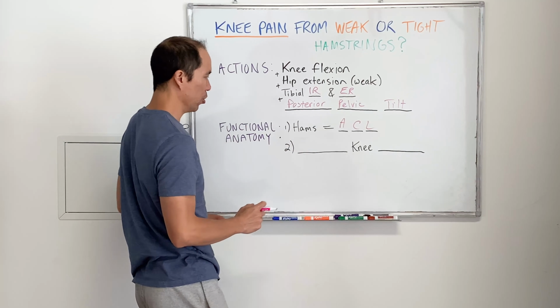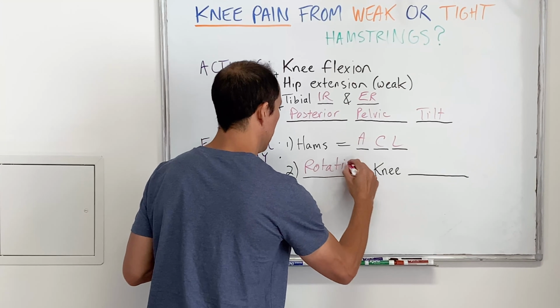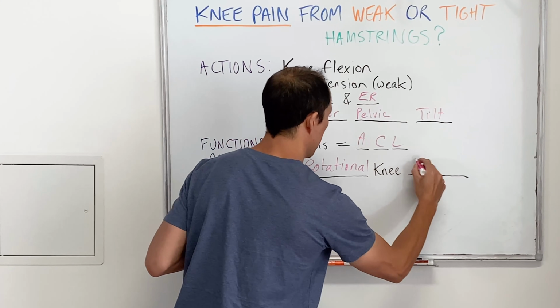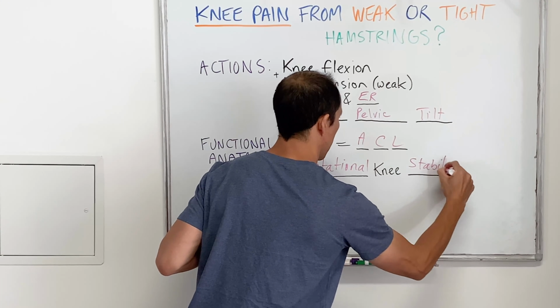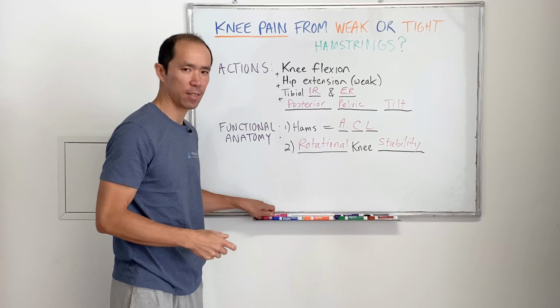And then number 2, these are quizzes, fill in the blanks here. We've got rotational knee stability. This function in particular protects the meniscus.